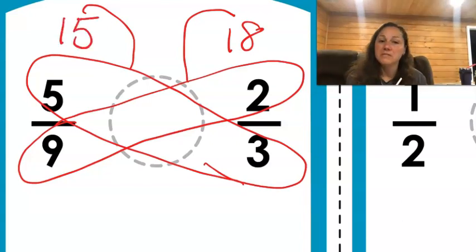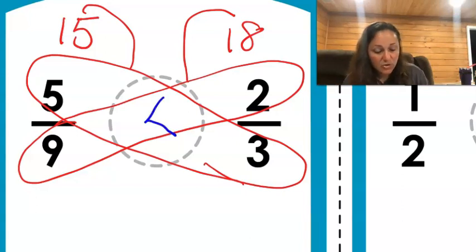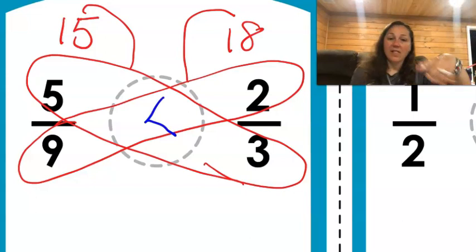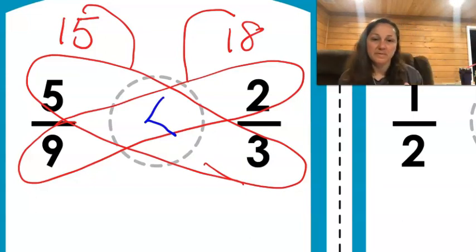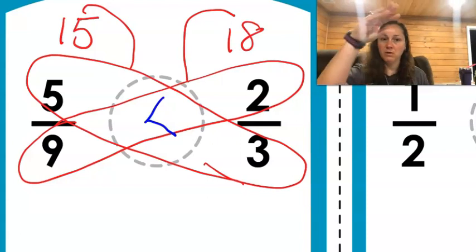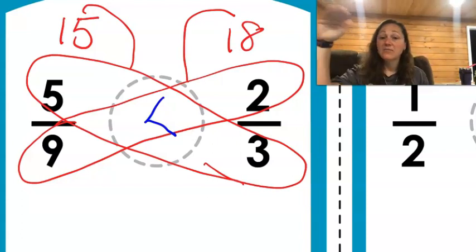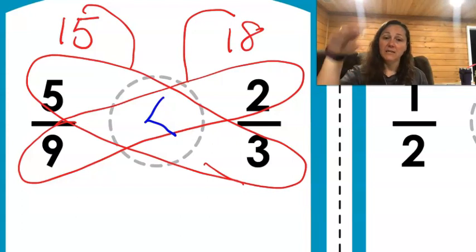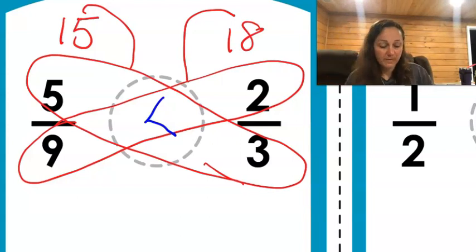Which one of those numbers is bigger? The 15 or the 18? Easy peasy. I'm going to say it's the 18. So if the 18 is bigger, that fraction is bigger. See how this works? So I would say 5/9 is less than 2/3. Let's try another one.